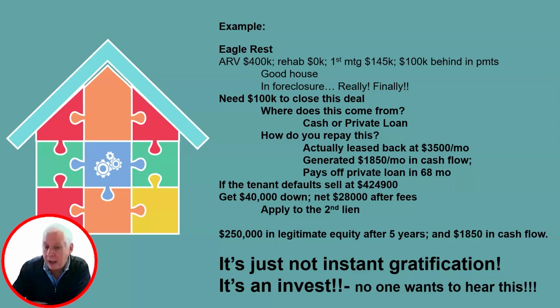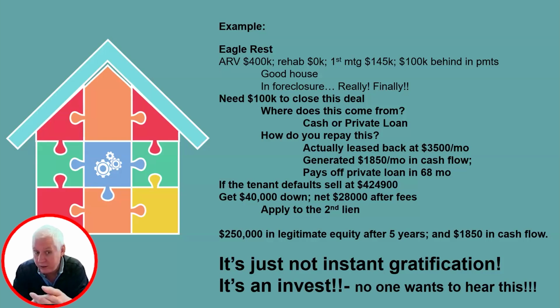Now, in this case, we leased it back to the actual resident, which is something I don't do very often, but in this case, I did. It was leased back at $3,500 a month. They didn't want to move, and it generated $1,850 a month in positive cash flow. So yeah, I had to go borrow $100,000. I had no downtime at all in this scenario. And it allowed me to pay off our private lender in 68 months, and we're still going through that right now. Now, if my tenant defaults, I can sell this home today for $425,000.